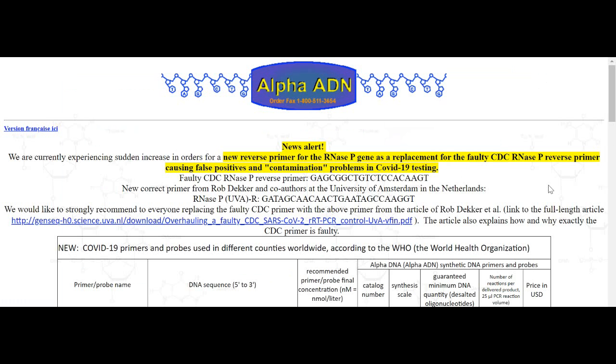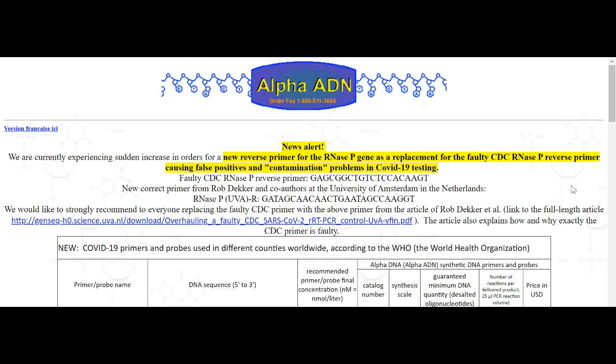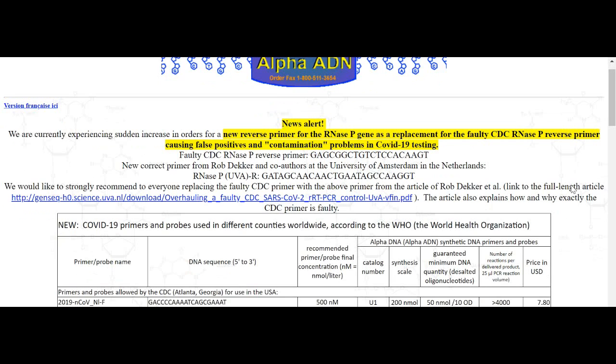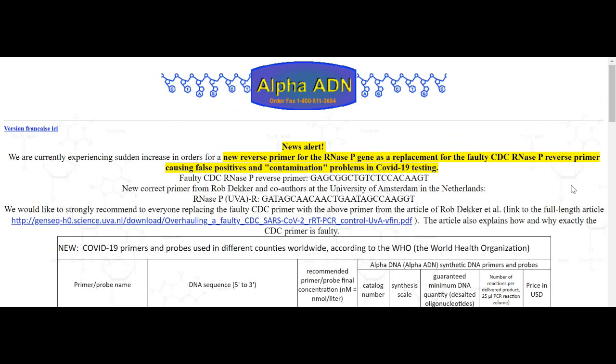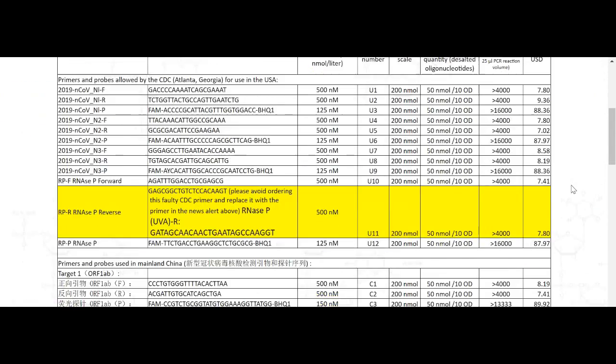Lastly, if you're doing any PCR, anything like that, you'll need primers, and Alpha ADN or Alpha DNA, depending on whether it's the French version or the English version, offers primers for a fairly reasonable rate. I think it's 18 cents per base pair, and they'll ship anywhere around the world. So that's another pretty useful tool.